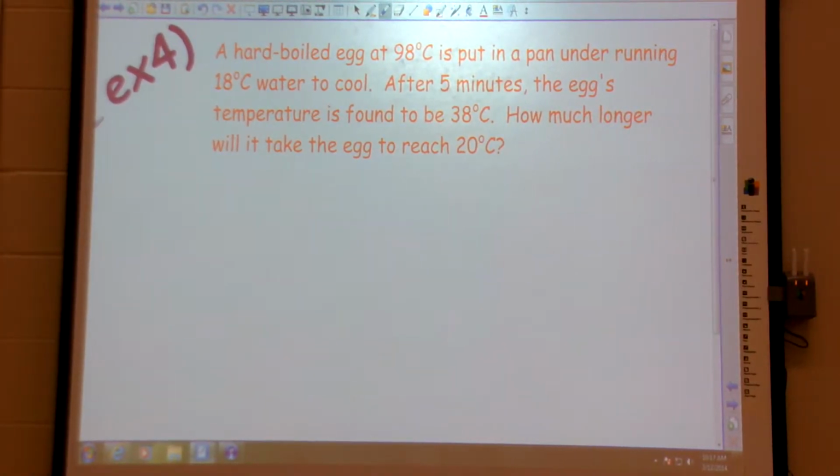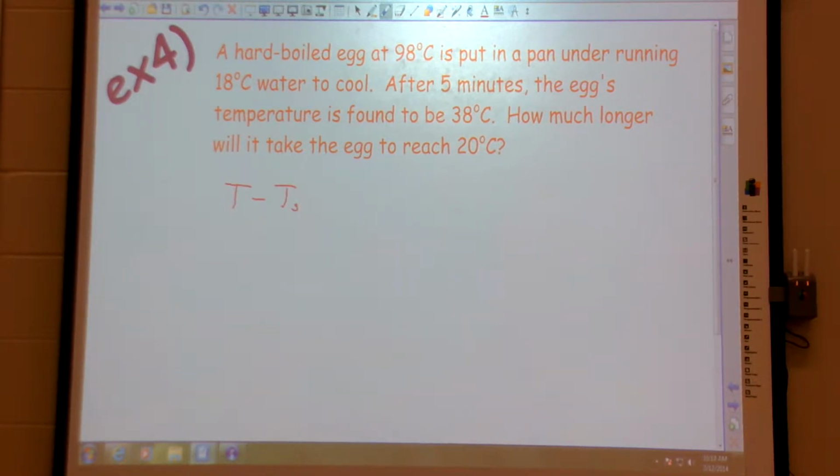Okay, so here we go. At 98 degrees. Well, first let's write our formula. That would help. My formula is T minus TS equals (T0 minus TS) e to the negative kt. Promise we do not know k, right?